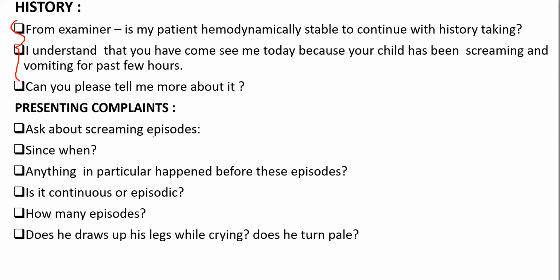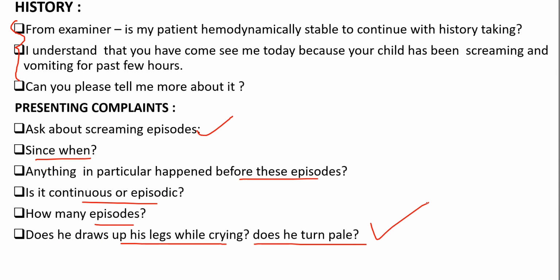So you'll start with the screaming. Can you tell me a little bit more about these screaming episodes? They will give you some information, but you want to know since when it started. Anything in particular happened before these episodes? Is it continuous or episodic? How many episodes so far? Does he draw up his legs while crying? Does he turn pale?